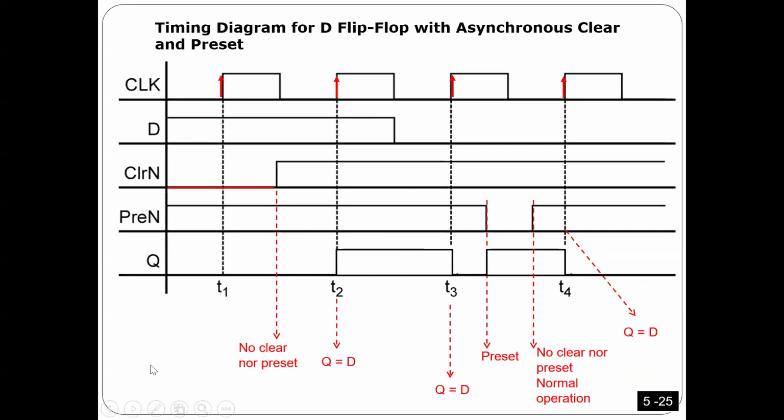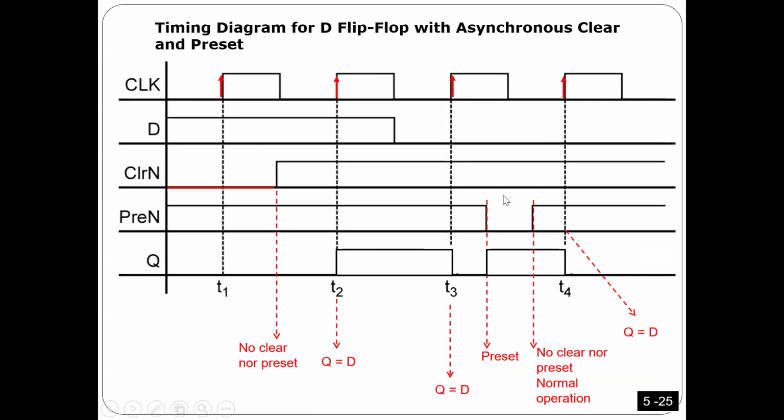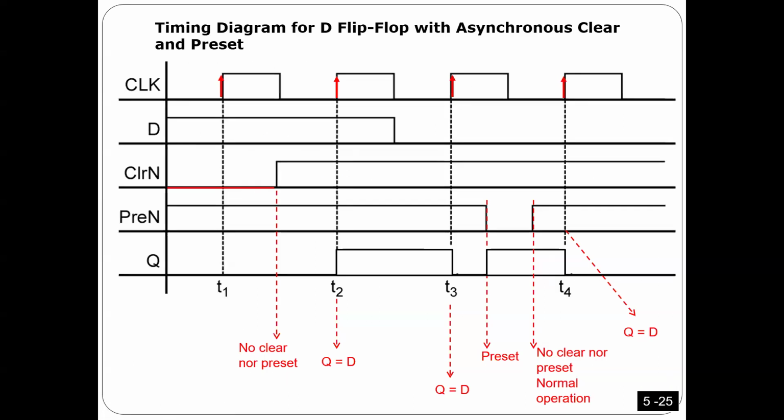So the question will be similar to this slide here. The way you have to think about it is, number one, you have to know where we are here. Are we in clear mode, are we in set mode, or are we in normal operation mode? You have to decide. So if you look here, in the beginning, you can see clear is 0, set is 1. So this is not the normal operation. This is clear operation. We are in clear mode. So don't look at G.